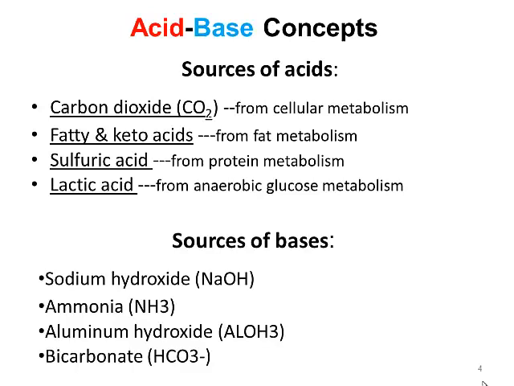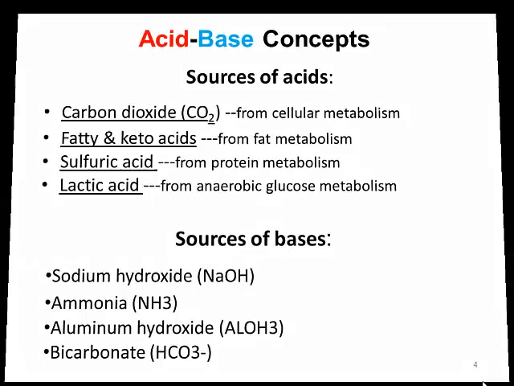Sources of bases include sodium hydroxide, NaOH, which is a strong base and binds with hydrogen ion readily. Ammonia, NH3, is another strong base formed during normal protein breakdown. It traps hydrogen ion as ammonium, NH4+, to eliminate the hydrogen into the urine. Aluminum hydroxide and bicarbonate, HCO3, are weaker bases and bind with hydrogen ion less readily. However, although bicarb is a weak base, it prevents major changes in body fluid pH.